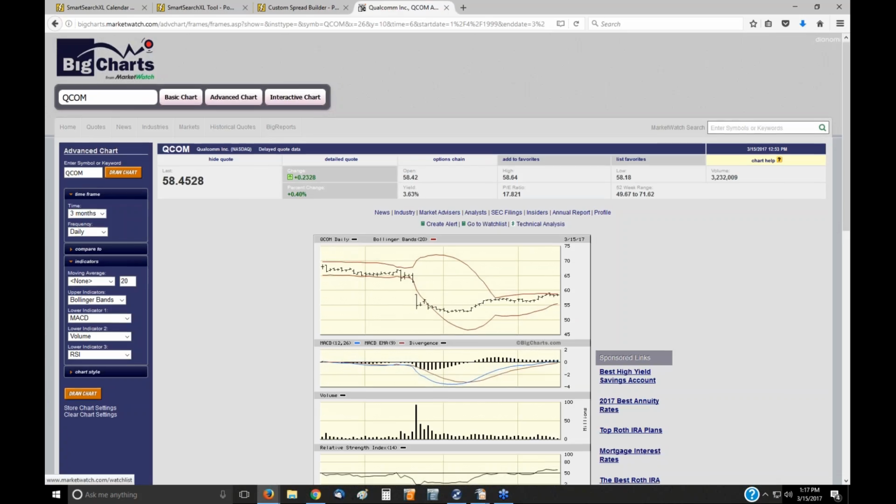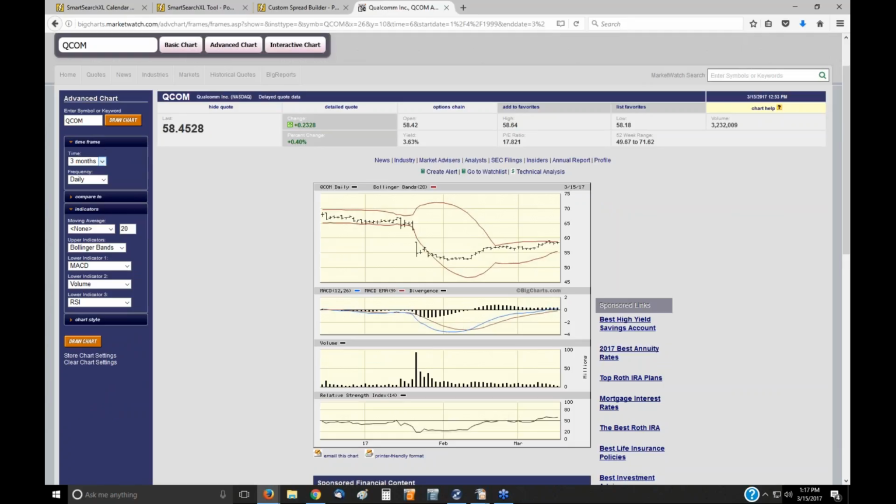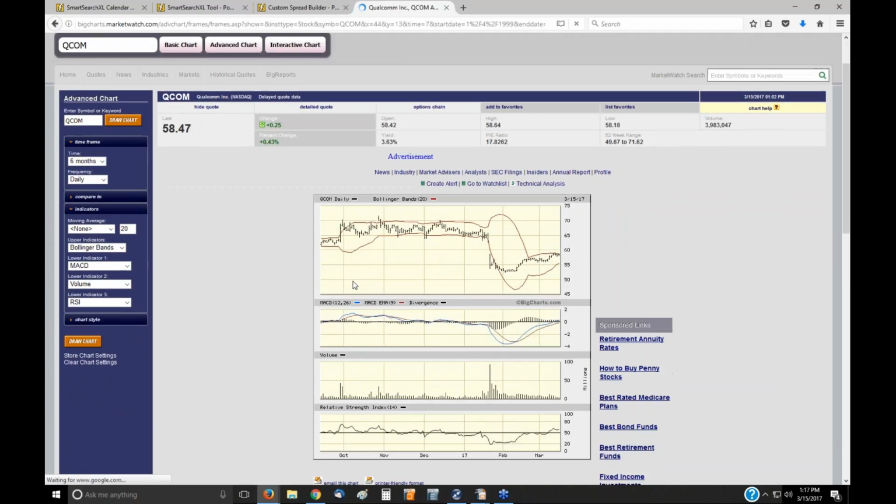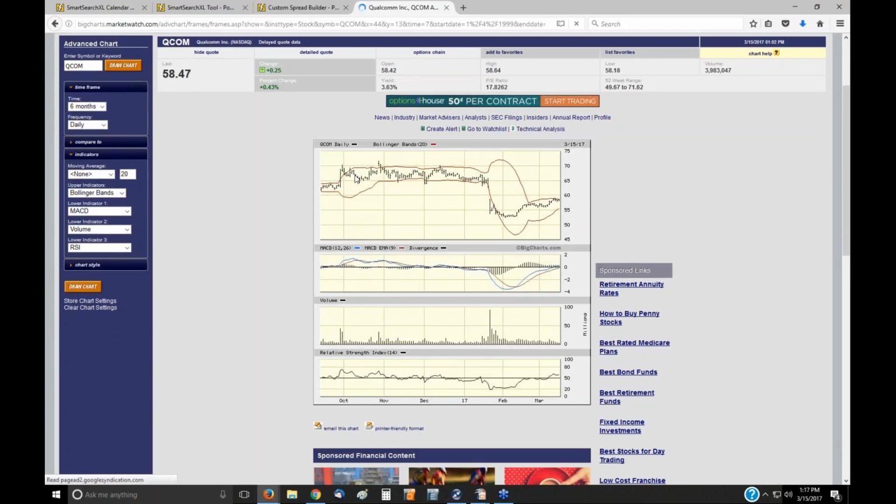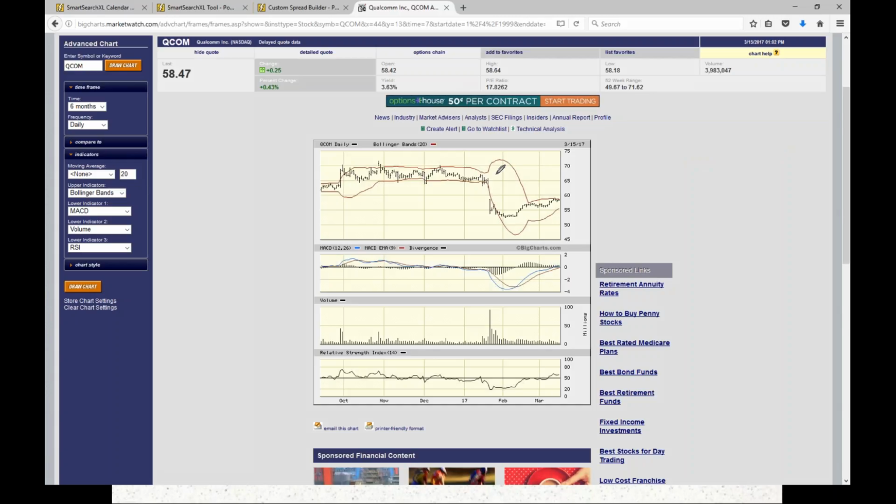Okay. I wanted to pull up a chart on Qualcomm here, and I'm going to go to a 6-month chart before we get into the horizontals. So here are some of the things that we're going to review, but here are some of the things that I would look for in a horizontal spread. We talked about the Bollinger Bands. That's the envelope we're seeing here.